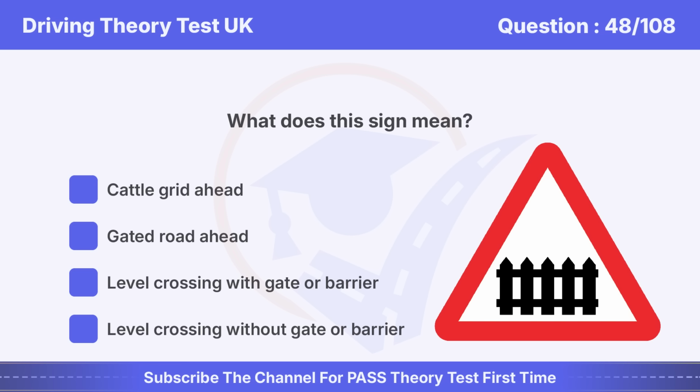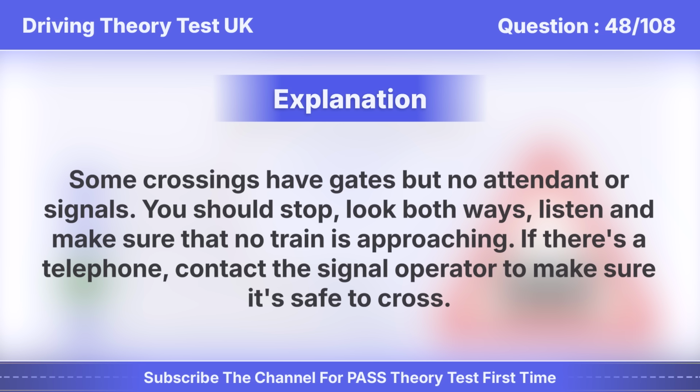Question 48. What does this sign mean? Answer is C. Level crossing with gate or barrier. Some crossings have gates but no attendant or signals. You should stop, look both ways, listen and make sure that no train is approaching. If there's a telephone, contact the signal operator to make sure it's safe to cross.